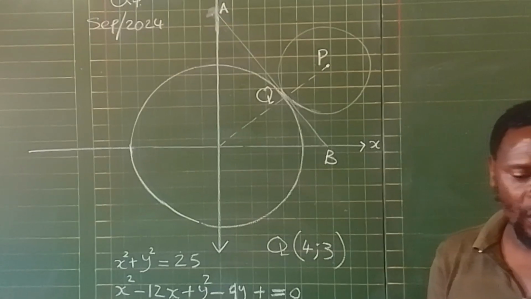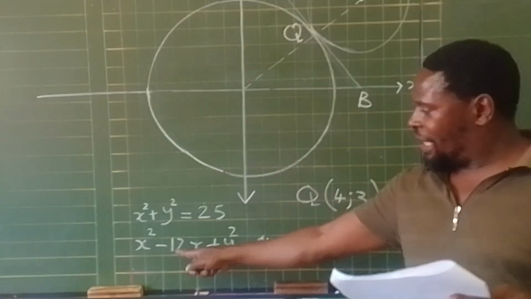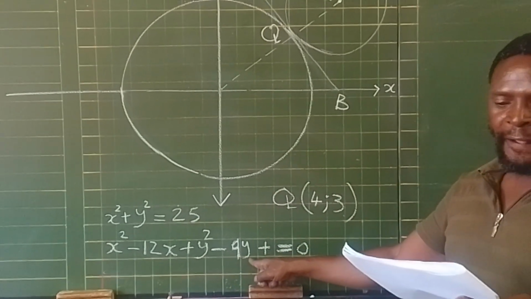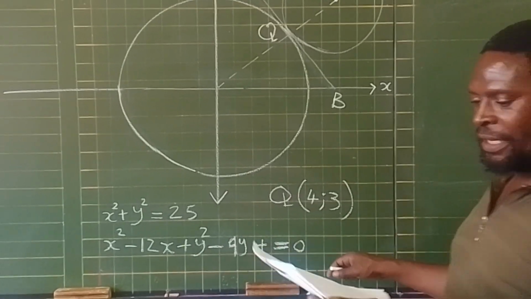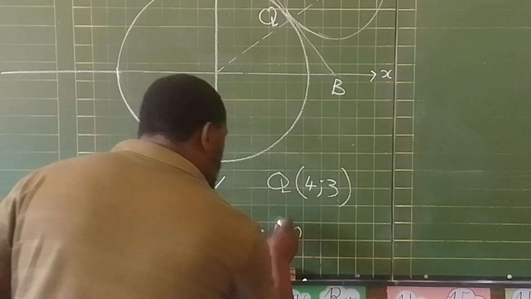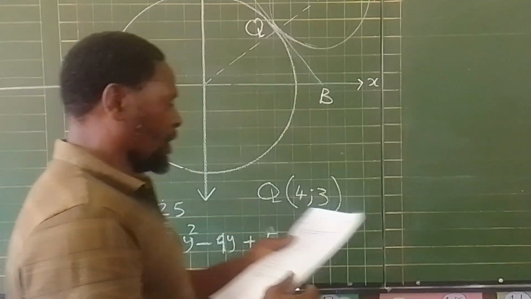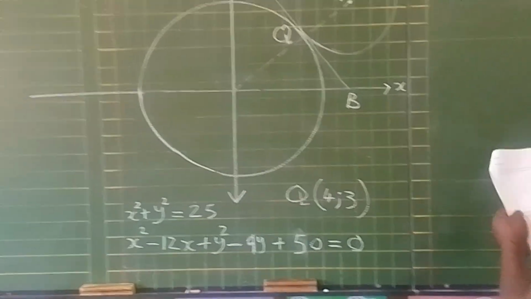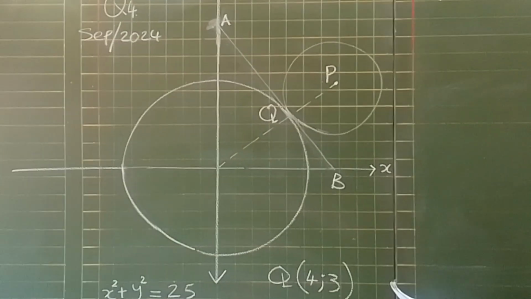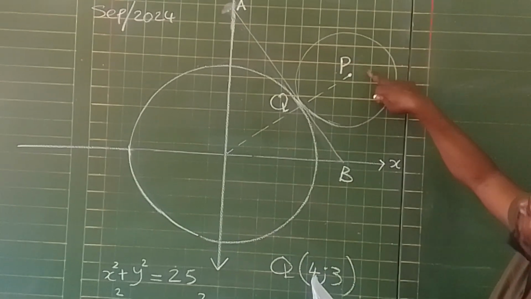The circles have the following equations: x squared plus y squared equals 25, and x squared minus 12x plus y squared minus 9y plus 50 equals 0. I forgot to write the 50 earlier. Now the question that follows, for 3 marks, 4.1: show that the coordinates of P are (6; 4.5).